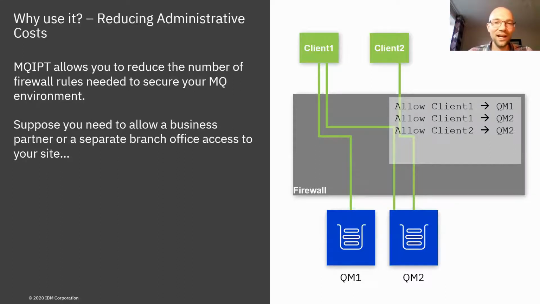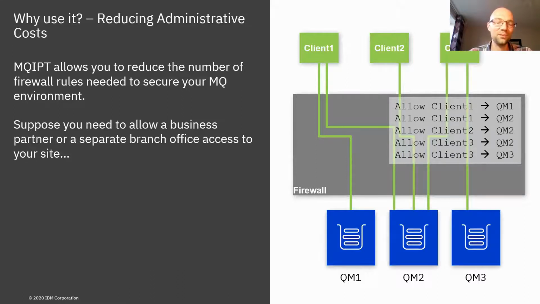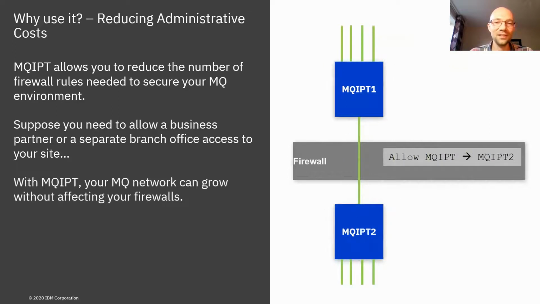So whenever you have a client or a queue manager connecting in or out through a firewall to a queue manager, you need to have a firewall rule in place that allows that to happen. And of course, as the number of clients or the number of queue managers grows over time, as it tends to do, that probably means adding additional firewall rules to allow those additional clients or queue managers to connect in. If you have MQIPT in the picture, then it essentially lets you have only one connection going through the firewall.